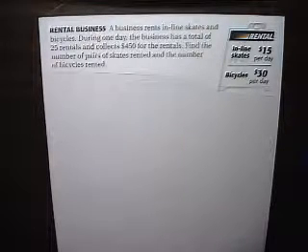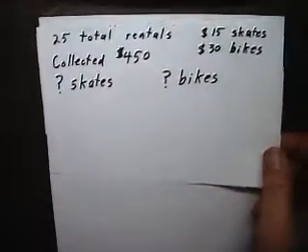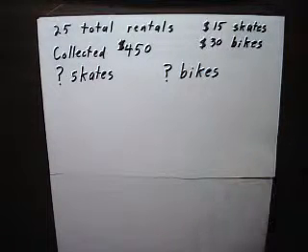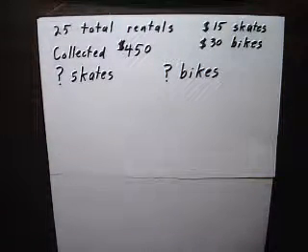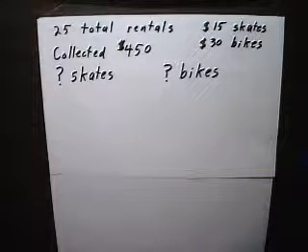With any story problem, you have to start writing it down in your own words. When you write it down in your own words, it starts making sense, and you can start seeing the relationships between the numbers. So I wrote it down in my own words. I say there's 25 total rentals. They collected $450, and we need to know how many skates were rented and how many bikes were rented. And the skates were $15 each, the bikes were $30 each.